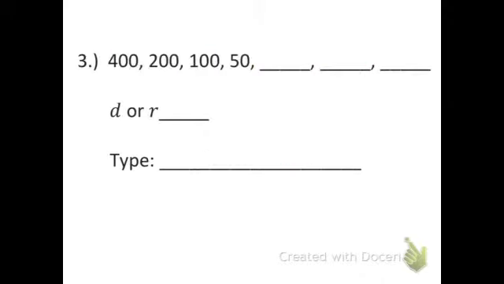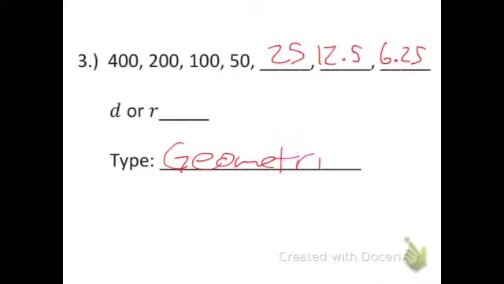Number 3, the pattern here is it's dividing by 2 every time, and so we're going to take 25 divided by 2, so it's going to be 12.5, and when you divide it by 2 again, you get 6.25, and since it's dividing every time, this is going to be a geometric type sequence, and when your pattern is divide by 2, your common ratio is 1 over whatever you're dividing by every time.